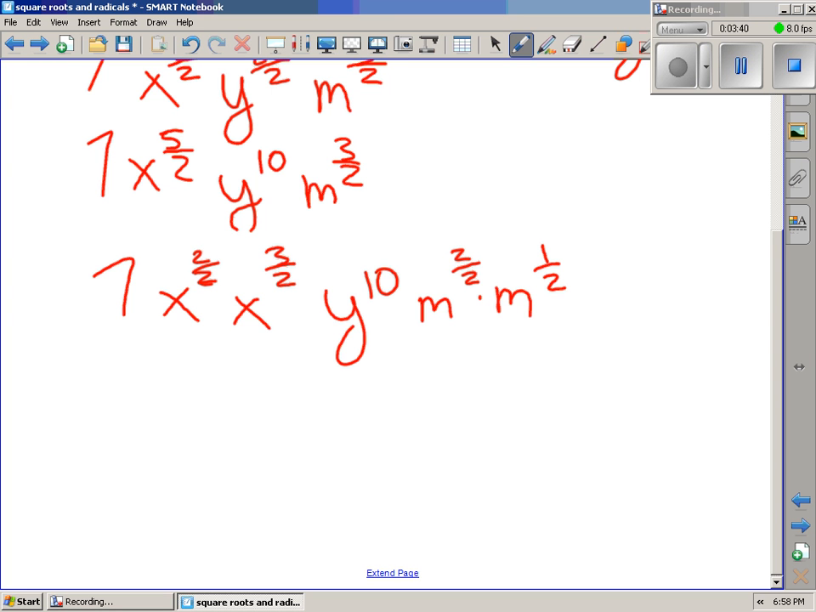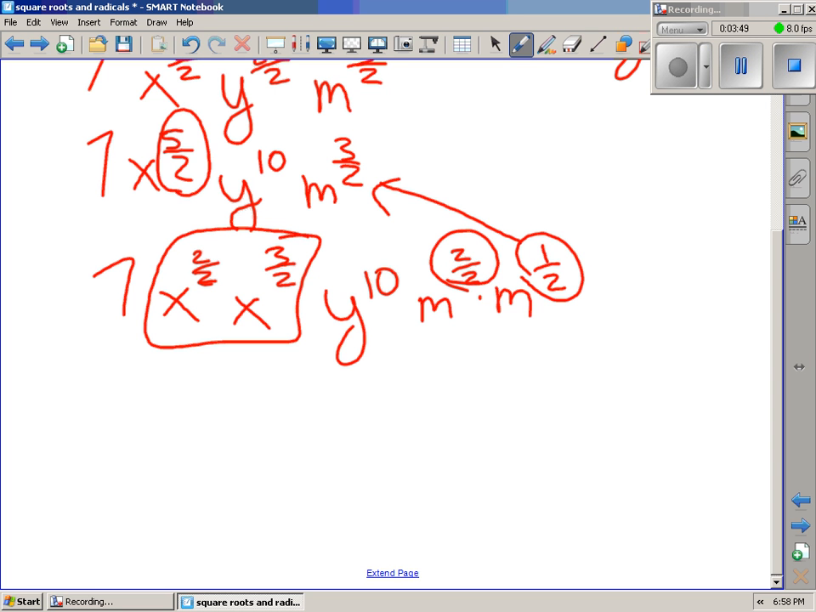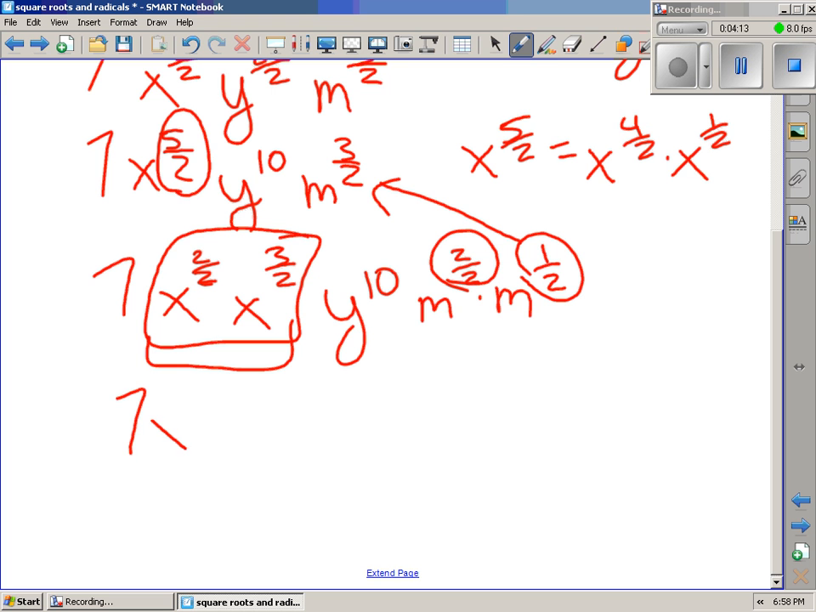Because if you think about it, when the bases are the same, you add them up. 2/2 plus 3/2 equals 5/2. 2/2 plus 1/2 is equal to 3/2, so I'm just breaking it apart. There's lots of different ways that I could have broken up this set right here. So I could have also broken up this set, I'm going to show it over here, as x to the power of 4/2 times x to the power of 1/2. Lots of different options. So if I did it this way, it takes a lot longer. I get x to the 1st, then I get x to the power of 3/2, then y to the 10th. Over here I get m to the 1st power and m to the 1/2 power.